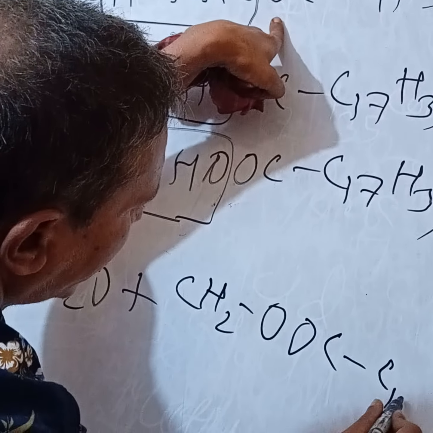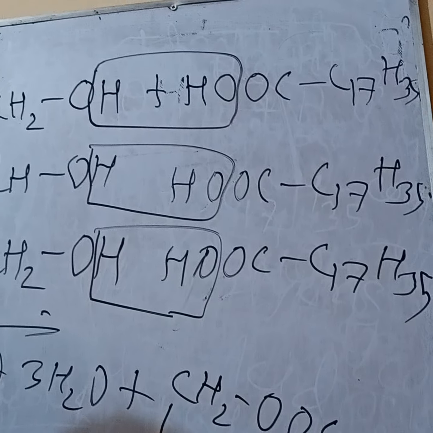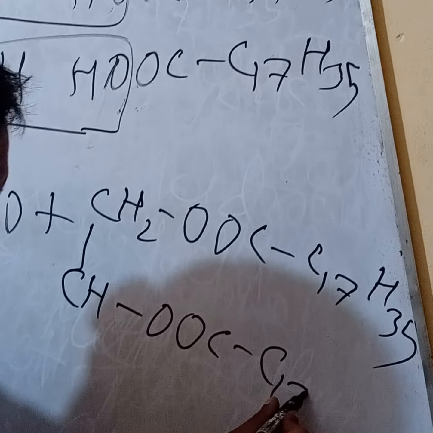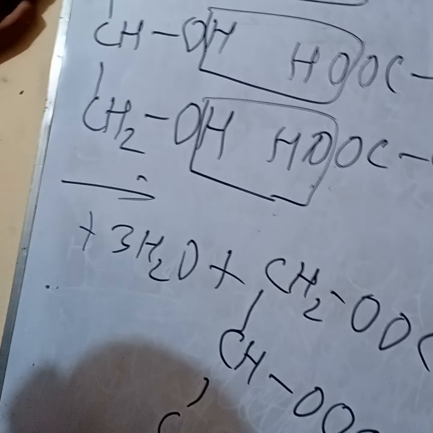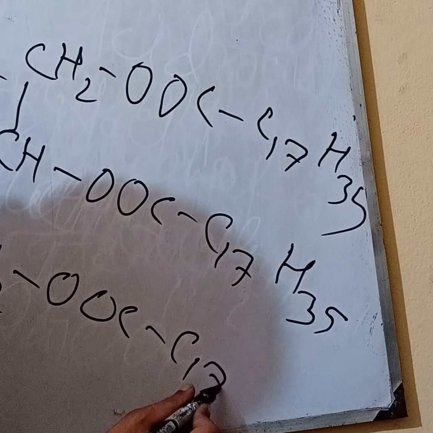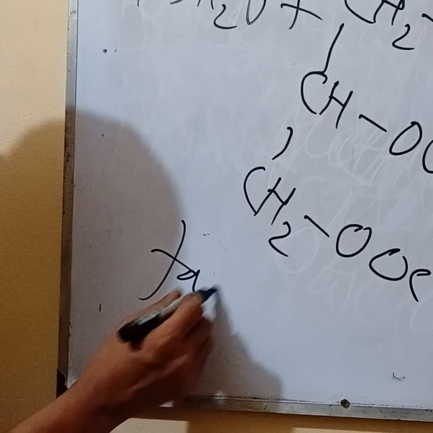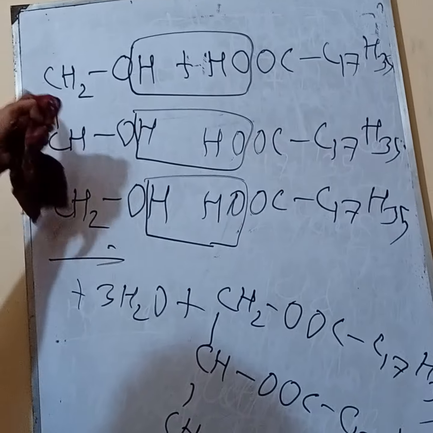CH2OOC C17H35, CHOOC C17H35, and CH2OOC C17H35. This is a fat, meaning animal fat, any kind of fat, all fats, etc. So this reacted to give this product, and this product reacts with hot water.